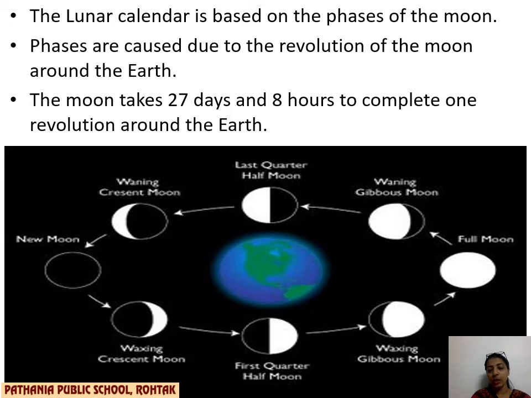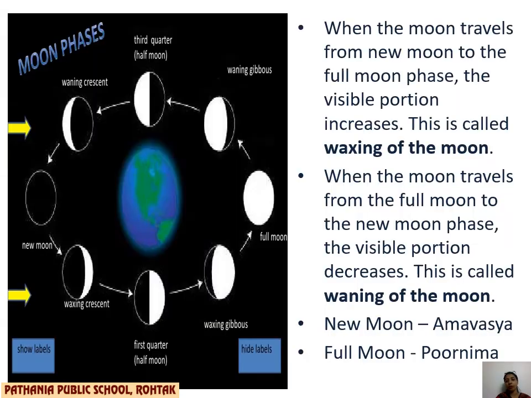So this is very important to understand: what is waxing of the moon and what is waning of the moon. When the moon travels from new moon to the full moon phase, the visible portion increases. This is called waxing of the moon. जब visible part क्या होगा? धीरे धीरे increase हो जाएगा. And vice versa, opposite चलें अगर हम तो क्या? When the moon travels from full moon, यानी पूरे moon से कहाँ travel कर रहा है? To new moon phase. New moon में जा रहा है, then it is called waning of the moon. That means जो visible part है वो कम होता जा रहा है.